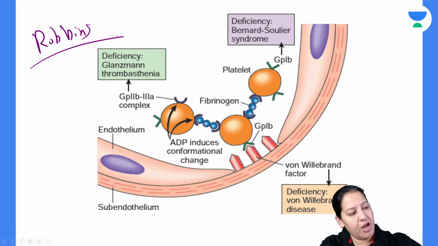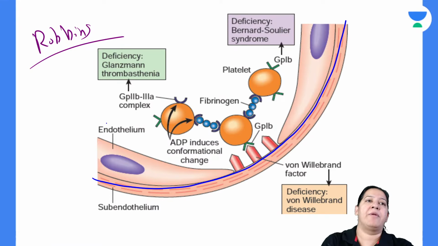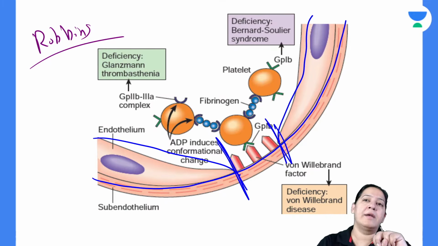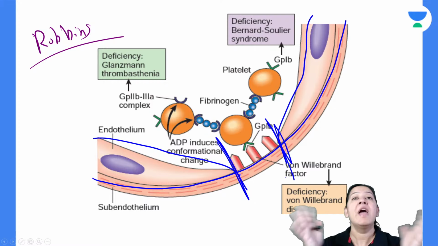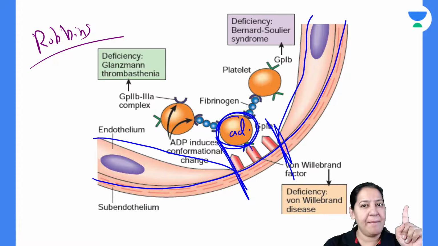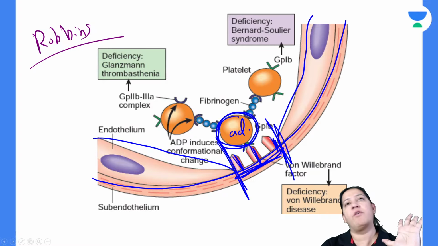You can see here also, this is the subendothelial tissue, the collagen, the basement membrane. This is one endothelial cell, this is another endothelial cell. Between two endothelial cells, appreciate the discontinuity. That is the site of the injury. At the site of the injury, this is the first platelet which is coming and binding, so it is showing adhesion. It is forming a bond with the subendothelial tissue via a bridge. The name of the bridge is von Willebrand factor.